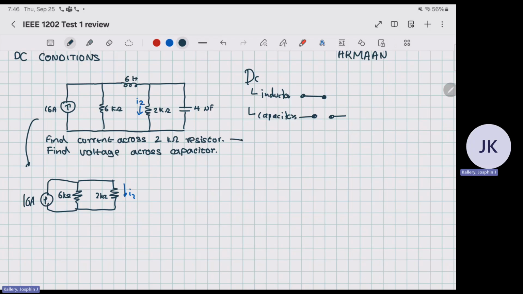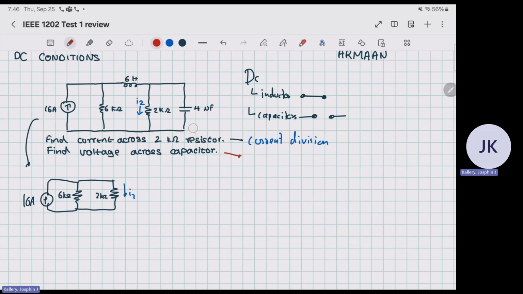Okay, so our objective is to find the current across the 2K ohm resistor. So that's current division. How do we know that? Because we have two resistors in parallel, and we know the current coming into both the branches. Okay, what about this one? Find the voltage across the capacitor. Even though we can technically omit this capacitor from the circuit because it's open, it's still in parallel with the 2K ohm resistor. So if we find the voltage drop across the 2K ohm resistor, we find the voltage drop across the capacitor. So that's what we're going to do.